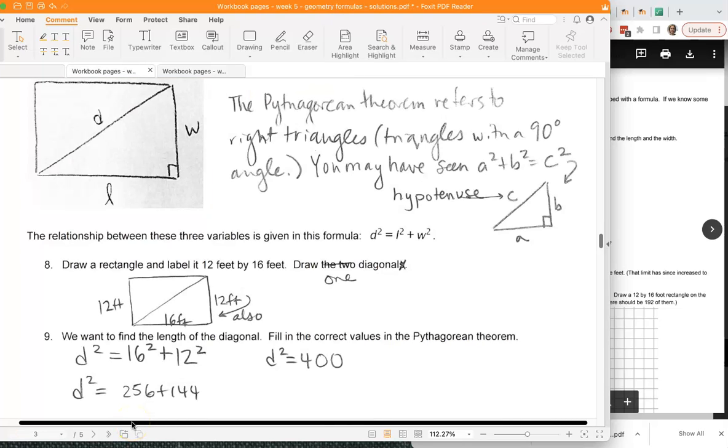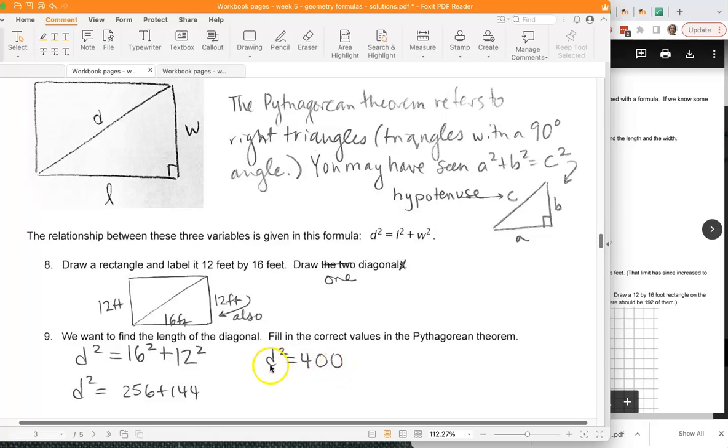So here's my 12 by 16 rectangle with one diagonal, and I put the 12 feet here, but I also labeled 12 feet here. And we're trying to find the length of this diagonal here, so I wrote d squared equals 16 squared plus 12 squared. And recall that this means 16 times 16, so we get 256, and 12 times 12 is 144. Add those together and we see that d squared is equal to 400.